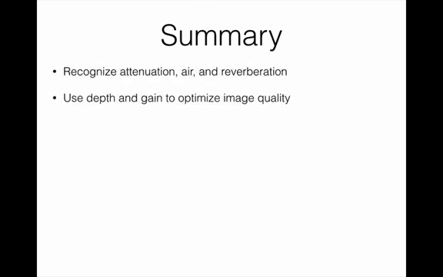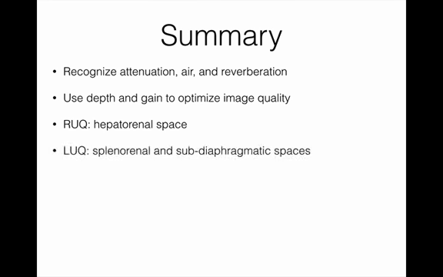So that's it for this video. Remember to recognize attenuation, error, and reverberation artifact. Use the depth and gain functions to really optimize your image quality. And with the right upper quadrant, we're looking at the hepatorenal space for free fluid. Left upper quadrant, we're looking at splenorenal as well as subdiaphragmatic spaces. For the pericardial window, you really need to obtain a good liver window first. And in terms of looking for pericardial effusion, see if that tricuspid annulus high-fives the pericardium.